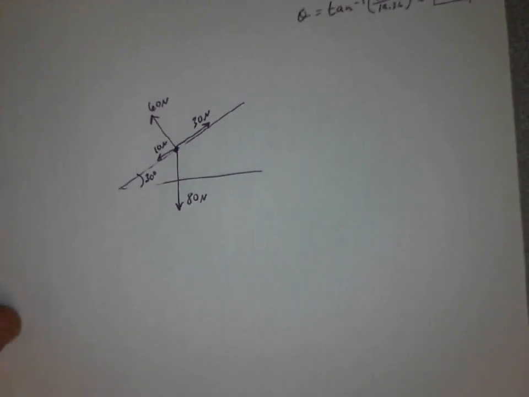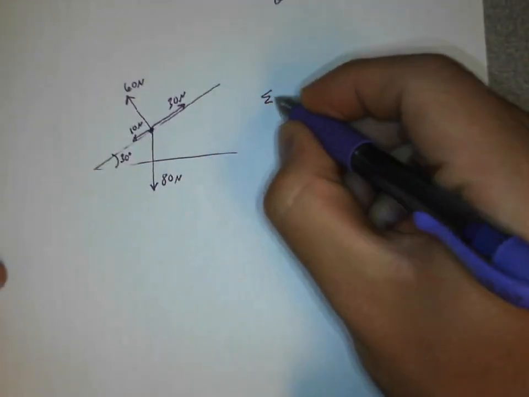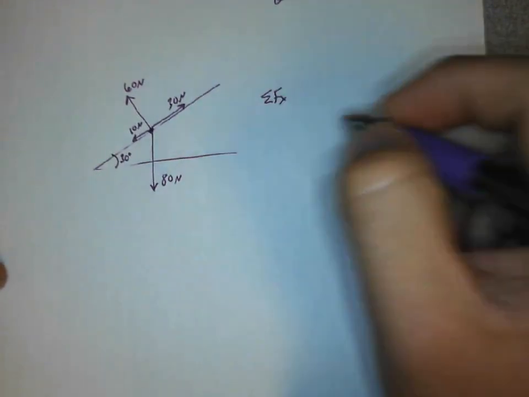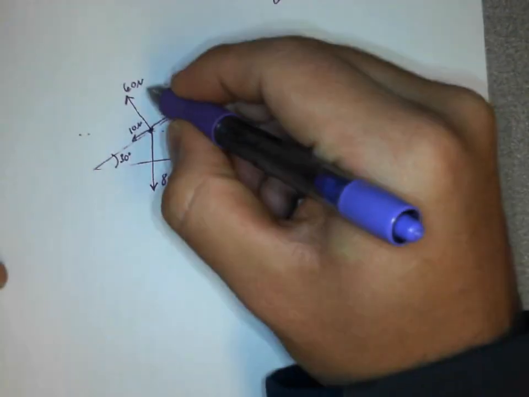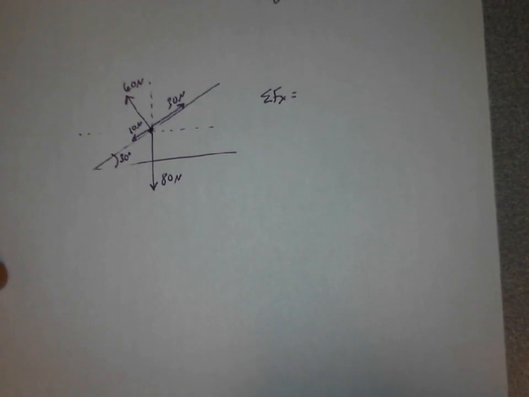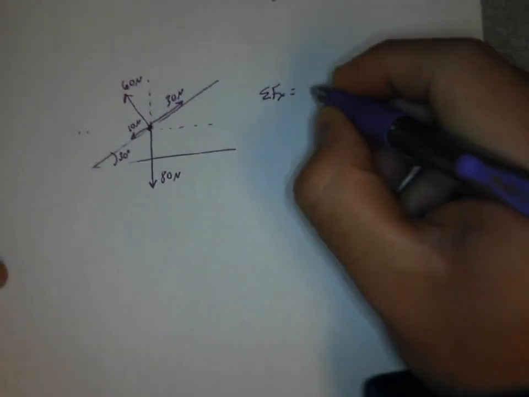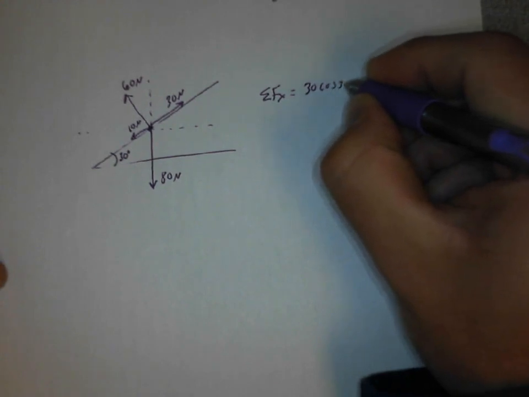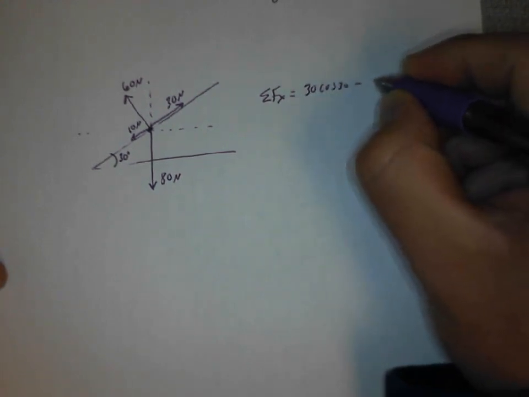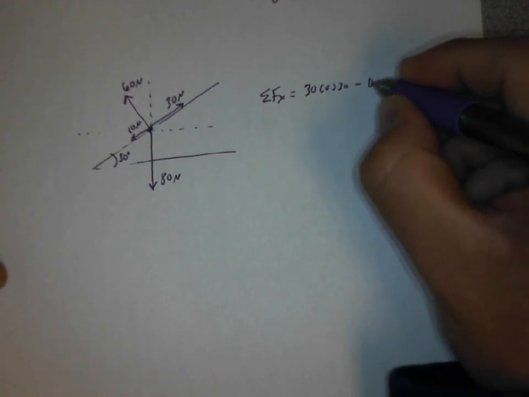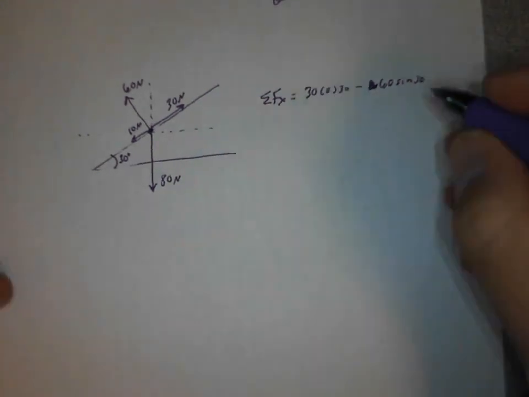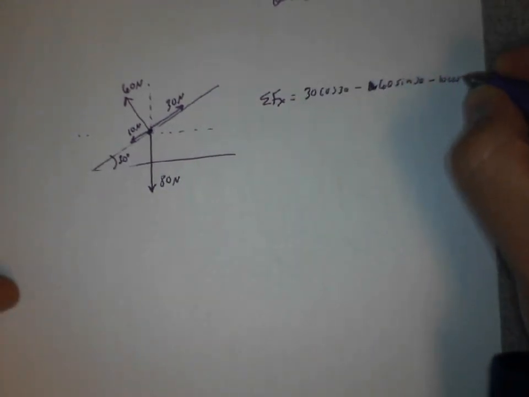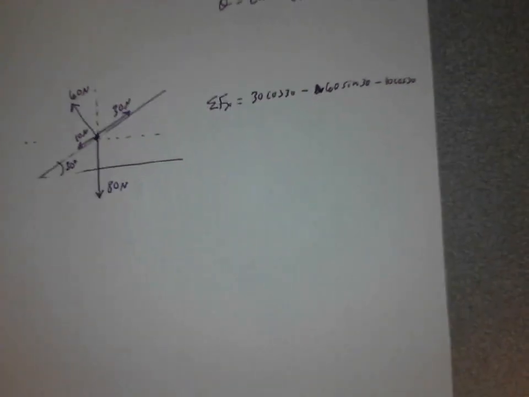Now, if we were to do our sum of the forces right now on this, this is what you would end up getting. We could set it like that. That's our x and y axis, those dotted lines. And if we did this, we'd get something like this as our sum of the forces in the x. We get 30 cosine 30 degrees minus 60, oh, that's a 60 sine 30 minus 10 cosine 30. Okay, that's what we would get, and that just looks messy.